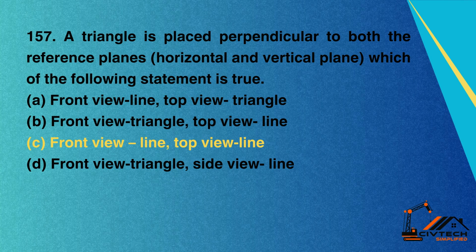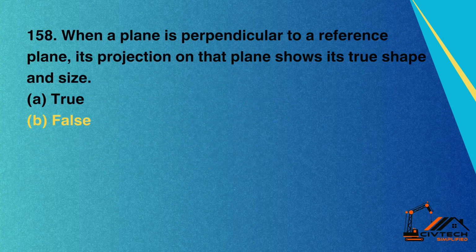157. A triangle is placed perpendicular to both the reference planes, horizontal and vertical plane. Which of the following statements is true? A. Front view line, top view triangle. B. Front view triangle, top view line. C. Front view line, top view line. D. Front view triangle, side view line. Correct option, D. Front view triangle, side view line.